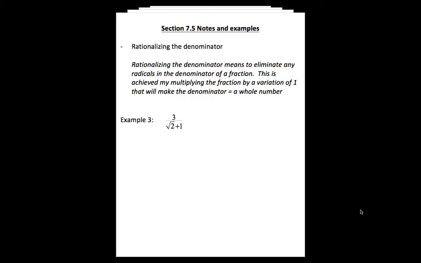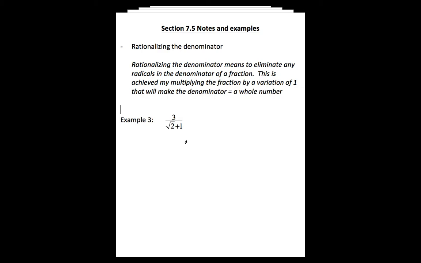Think multiplying expressions that have the same terms with different signs between them. We talked about this in chapter 5. When we multiply two binomials that have the same terms with different signs between them, the result is the difference of two perfect squares. Think something like x plus 2 times x minus 2. You end up with a product that is the difference of two squares. And so we're going to use that same idea to eliminate the radical from this denominator.